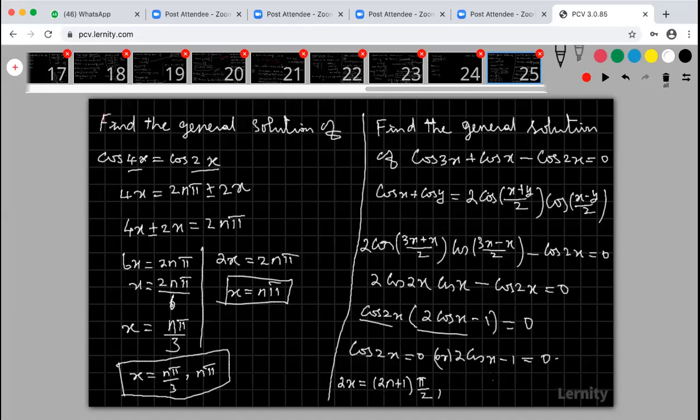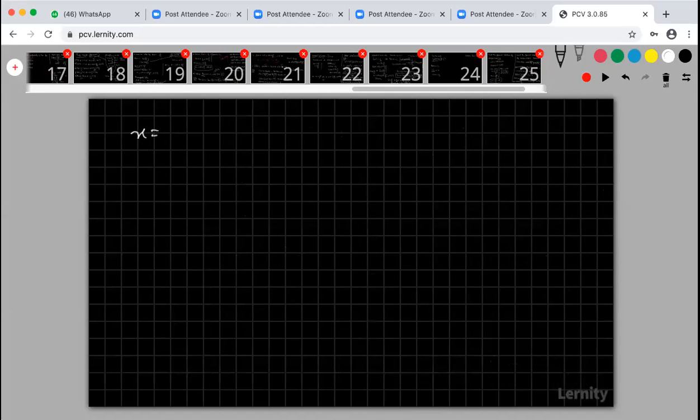Come to the second one. My second one is nothing but cos x equal to 1 by 2. Cos of 1 by 2 is cos of pi by 3. So cos x is equal to cos y, where y is pi by 3. The solution for cos x equal to cos y is 2n pi plus or minus y. For the first one, you bring this 2 across, so my x is equal to (2n plus 1) pi by 2 divided by 2, that is pi by 4.